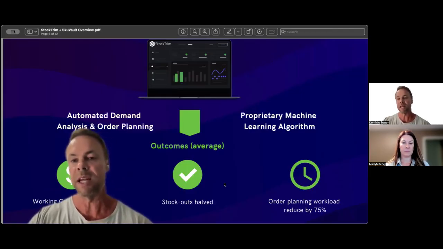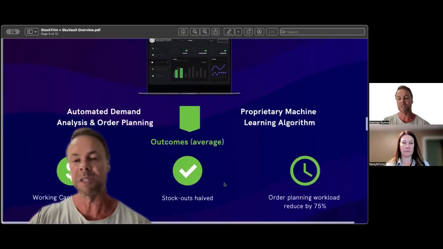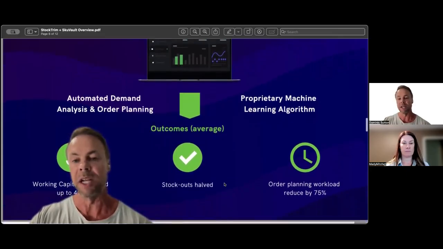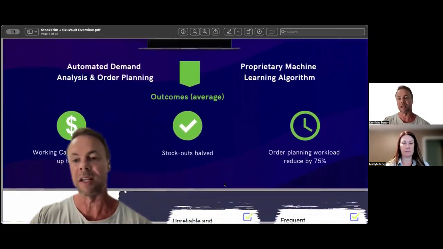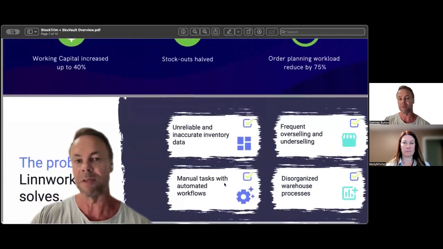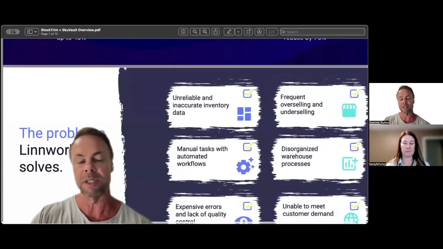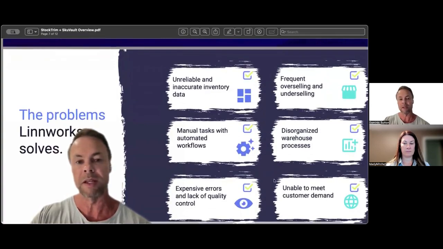It doesn't always have all the answers. Sometimes a person has to look over it, but it does help to create conversations. And as businesses get to trust it, and as StockTrim learns the behavior of that inventory, it becomes more reliable because it's got a little bit more time behind it to look at all the behaviors, and customers really start to trust that output. Those are 3 key outcomes that StockTrim delivers, and Mady will just talk a little bit further about that with Linnworks.